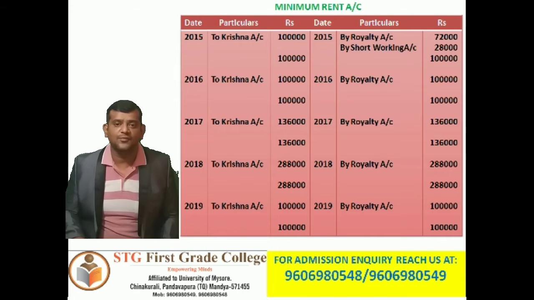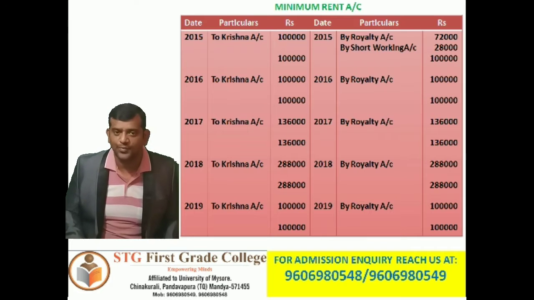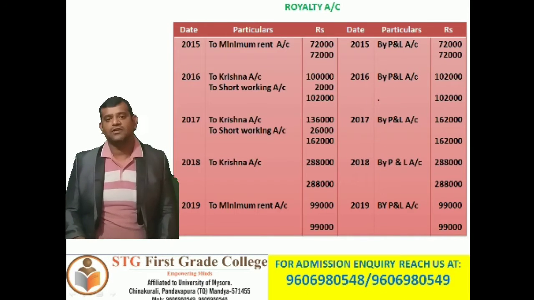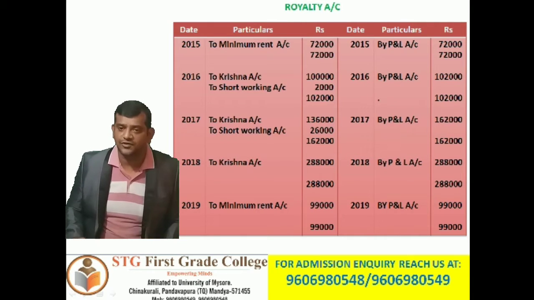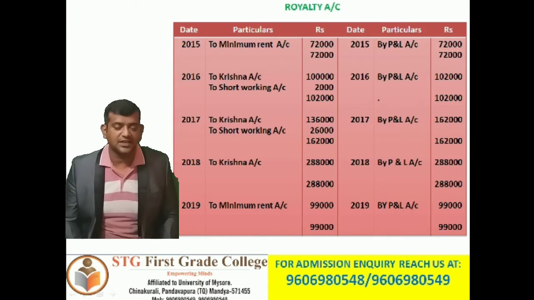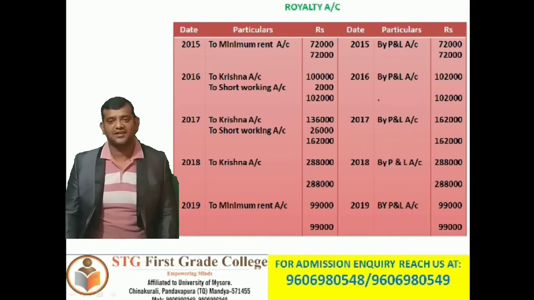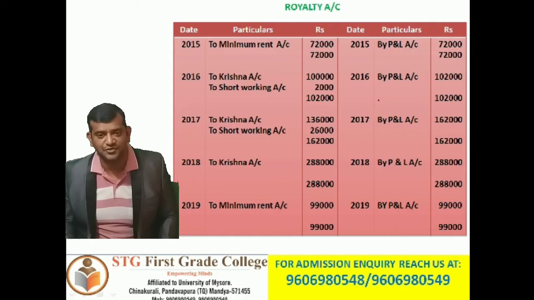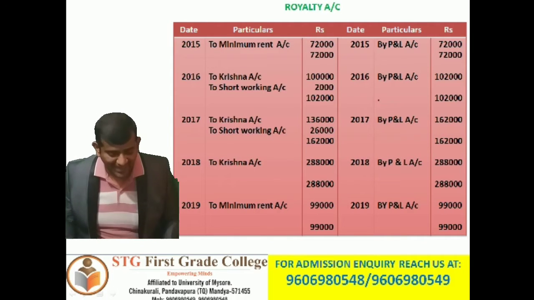Further we are moving on towards the royalty account. So open a royalty account. Whatever amount is reflected in the royalty account column, we are going to reflect in this table. 2015 to minimum rent account, how much could we generate as royalty? 72,000. 2015 by P&L account 72,000 rupees. 2016 to Krishna account 1 lakh.